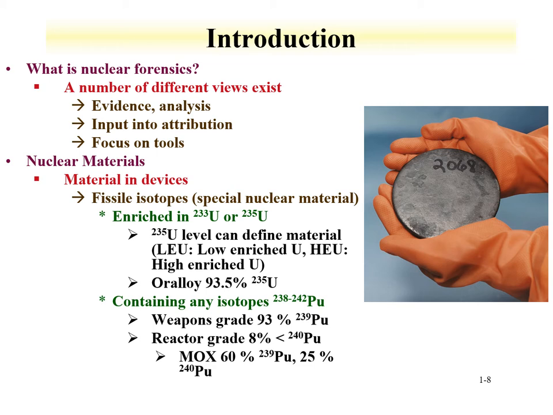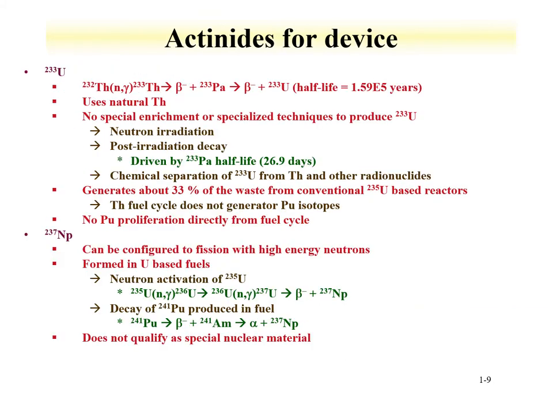And there are certain types of materials that you may find in the literature. For instance, oralloy, which is 93.5% uranium-235. Older literature will often just list it as oralloy. And then materials that contain plutonium isotopes, even isotopes of plutonium which are not fissile. Weapons-grade plutonium tends to be above 93% plutonium-239. Reactor-grade generally has over 8% plutonium-240. An example of this material could be something like a MOX, a mixed oxide fuel, where you'll have up to 25% plutonium-240 and other higher plutonium isotopes from the capture of plutonium-240, up to 241 and 242.